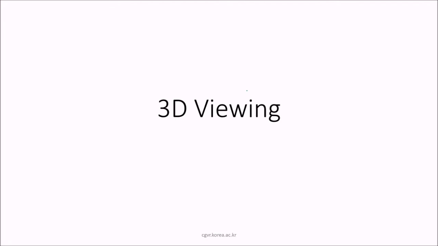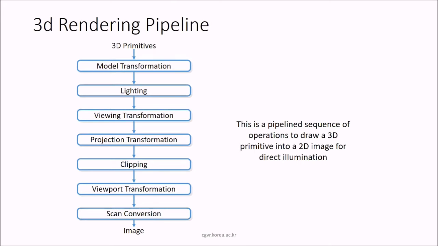In computer graphics, let us talk about 3D viewing now. This is the 3D rendering pipeline, a sequence of operations to draw a 3D primitive into a 2D image with direct illumination, which gives it a 3D effect. So these are our 3D primitives. We know by now what 3D primitives are.